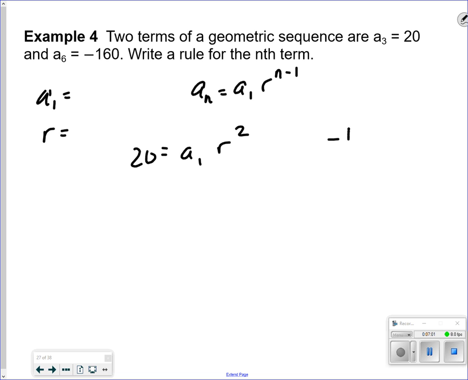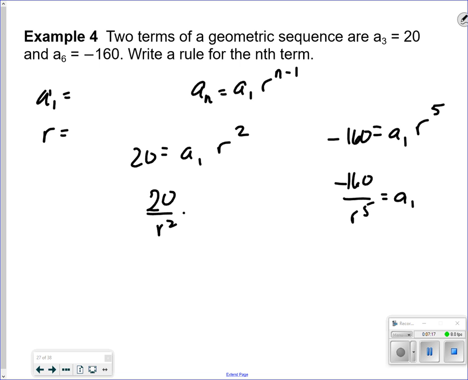Second one, negative 160 would equal a sub 1 r raised to the 6 minus 1, which is 5. Here's what I would recommend. Solve this for a sub 1. And I'm going to solve this one also for a sub 1. So that means I have 2 equations both solved for a sub 1, which means they must be equal to each other since they both equal a sub 1. Cross multiply.